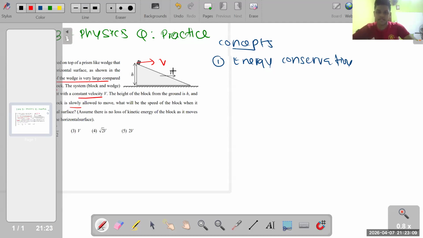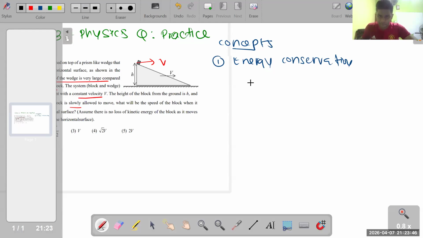So this block has an initial velocity of v, and now you can have some idea that it would have an initial kinetic energy plus a potential energy. Why? Because it is at a height of h. And when it comes to this part, what is the energy it has? There is no potential energy, because this is the ground surface, so there is no height from here. So here there is only kinetic energy. Now we have analyzed the energy part.